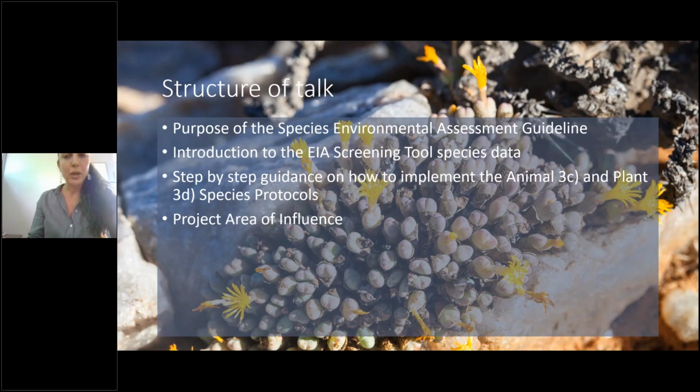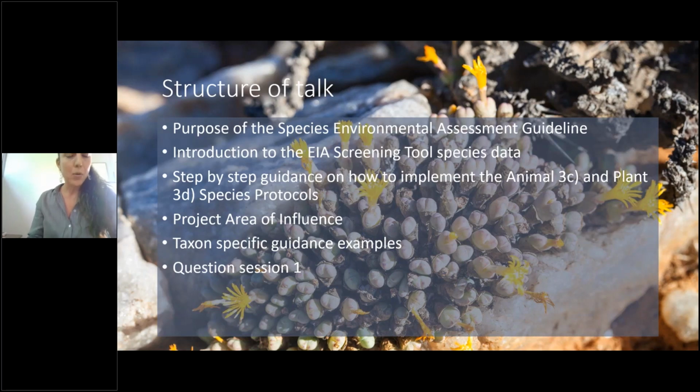Okay, and then I will talk through a little bit, give you some examples of what's actually in the guideline, show you specific areas such as the project area of influence, show you how there's specific guidance for particular taxa, and then we're going to pause after that and have a first session of questions.